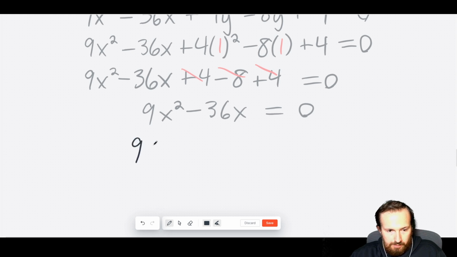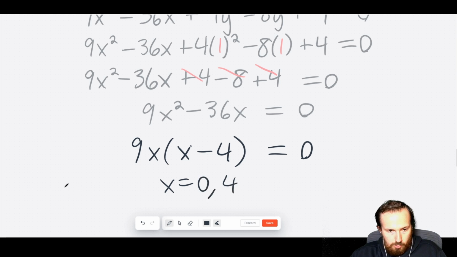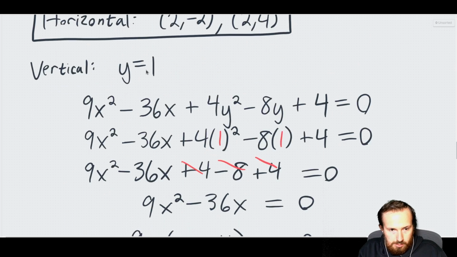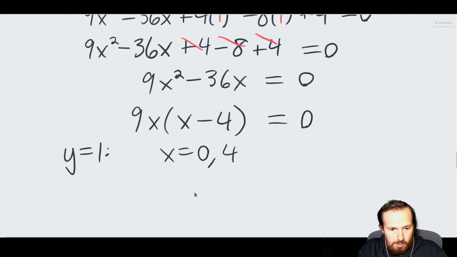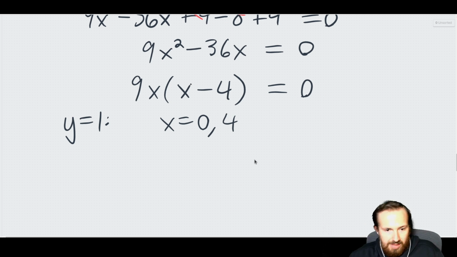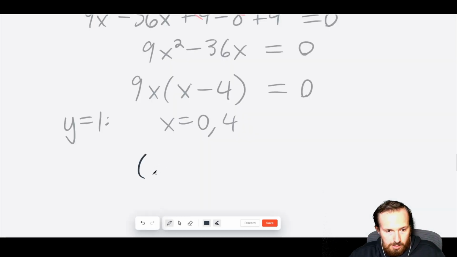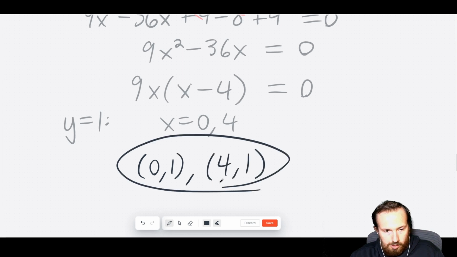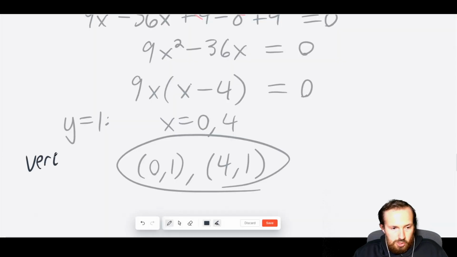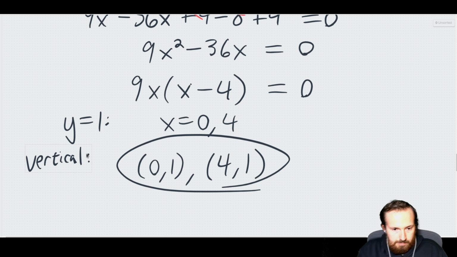So one thing I can do, I can factor out a 9. I can actually factor out a 9x, and I'll be left with x minus 4 equals 0. So hopefully it's clear that x equals 0 and 4 would work here. So whenever y is equal to 1, remember that was the condition above that caused us to have a vertical tangent line, but y can only be equal to 1 on the curve when the x values are 0 or 4. So basically (0, 1) or (4, 1) would work here. So these should be the points where we have a vertical tangent line.